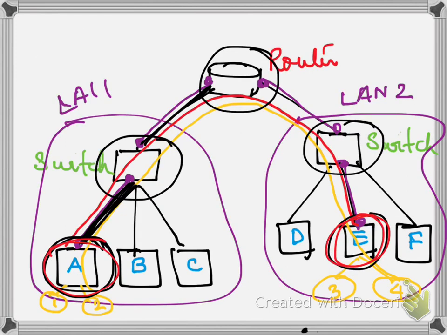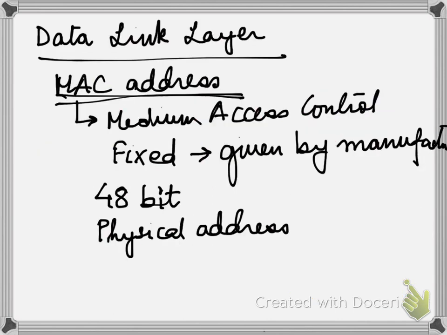So in the network layer, the source address would be the IP address of A, and the destination address would be the IP address of E. So this is at the network layer level. The IP address is used at the network layer level.